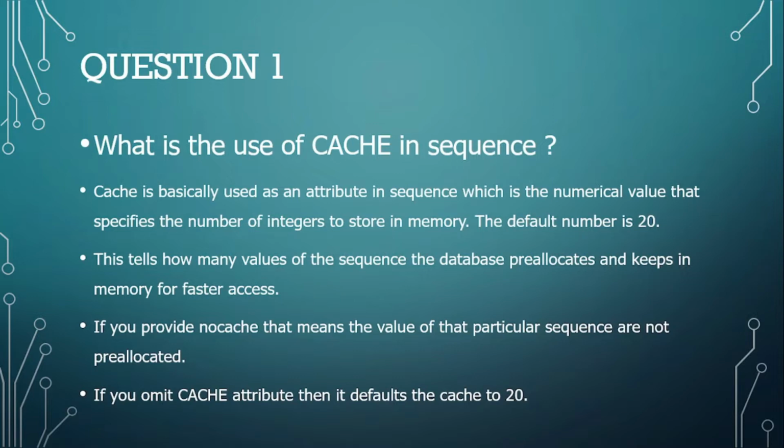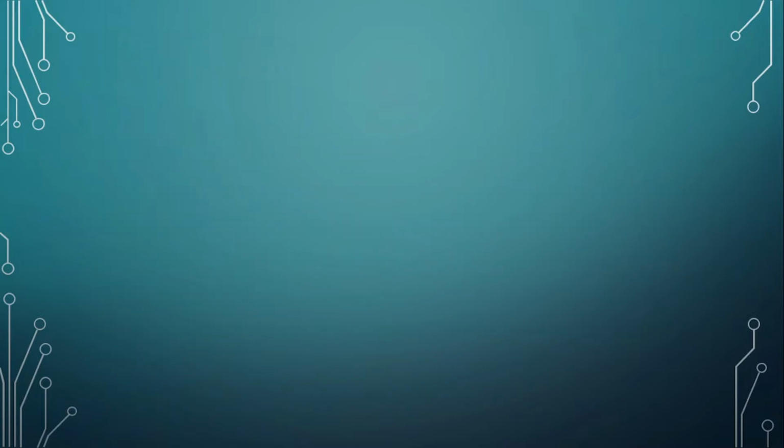If you provide no cache, that means the values of the particular sequence are not pre-allocated. This basically tells us how many values of the sequence the database pre-allocates and keeps in memory for faster access. I believe you have understood what is the use of cache in sequence. Let's now move on to the second question.